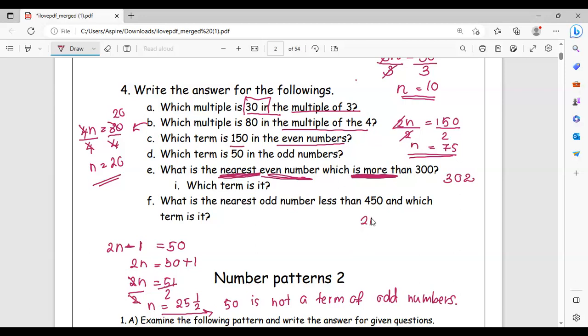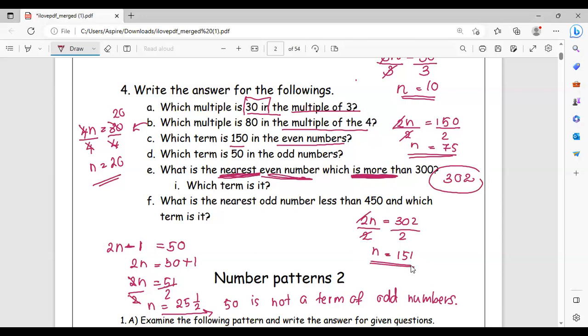Then 2n equals 300. Equate this number or the term to the general term, then divide both sides by 2. n equals 150. No?